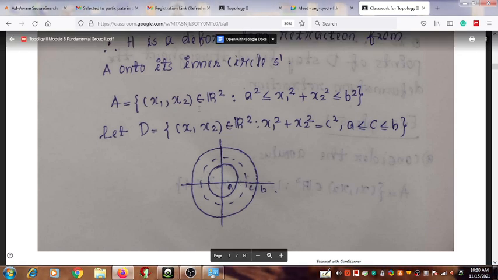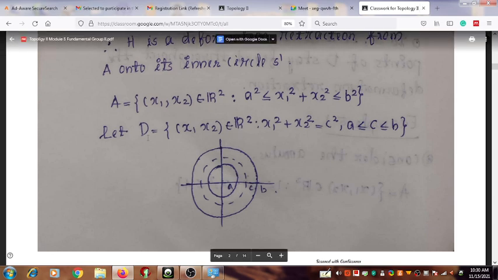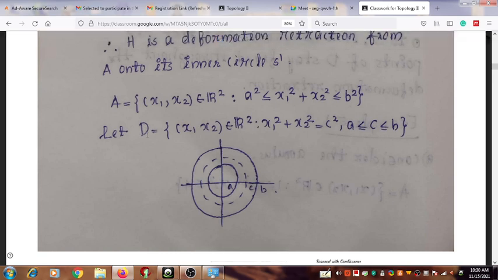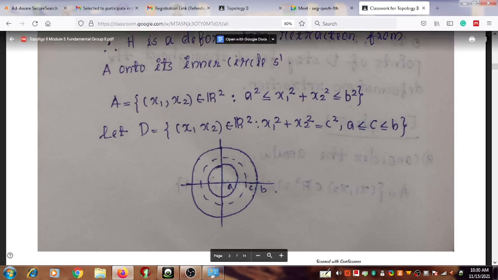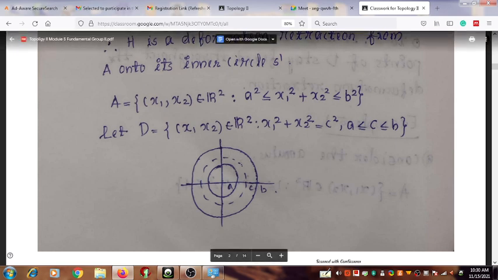So this is the space of (x1, x2) in R2 where a squared is less than or equal to x1 squared plus x2 squared, which is less than or equal to b squared. And D, the deformation retract, can be any concentric circle which lies in between the inner circle and the outer circle. It can be either the inner circle or the outer circle also. So that's the interesting thing. There is a very wide choice of the subspace in this general case.